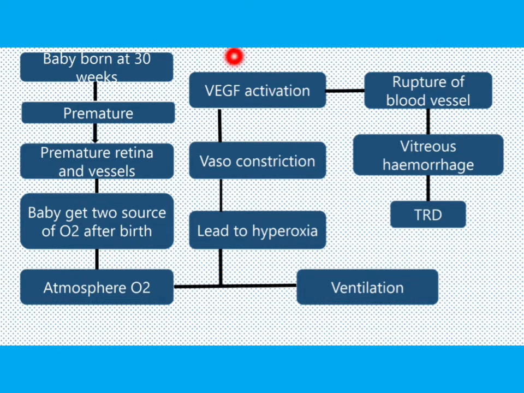So that is the activation of VEGF. These abnormal blood vessels are not properly formed. So ultimately it leads to the rupture of blood vessels, and it leads to vitreous hemorrhage, and in the later or severe stages, it leads to tractional retinal detachment. Okay, so that is how ROP babies have this pathology of the retina.